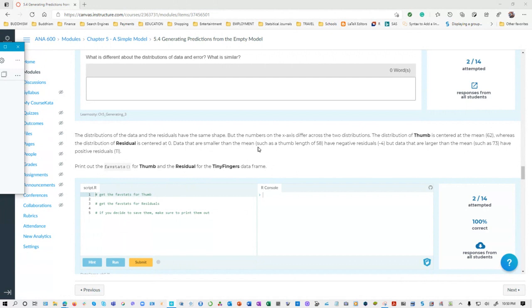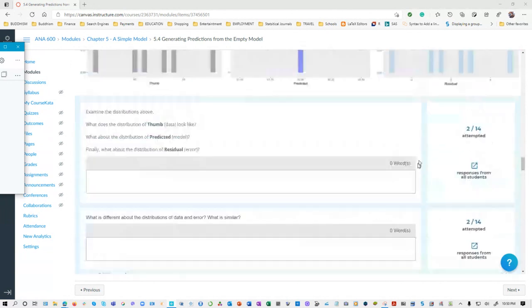Data that are smaller than the mean, such as the thumb length 58, have a negative residual, but data that are larger than the mean, such as 73, have a positive residual. We know that. See? Positive residual.